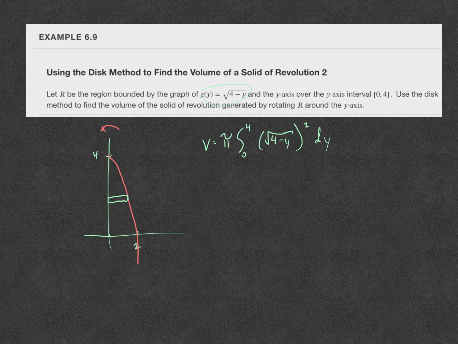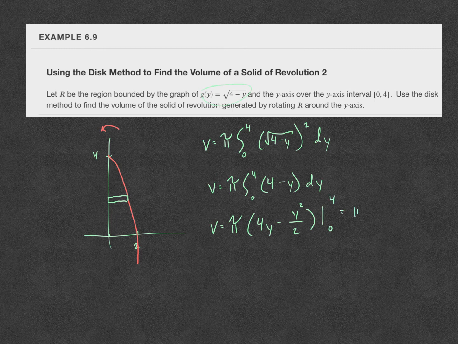All right, so let's simplify. Integral 0 to 4. Square root and squared cancel each other out. We're left with 4 minus y dy. And then antiderivative, y squared over 2, evaluated from 0 up to 4. And then we're going to have pi times 16 minus 16 over 2 for the top bound and 0 for the bottom bound. And so we're going to end up with 8 pi cubic units.